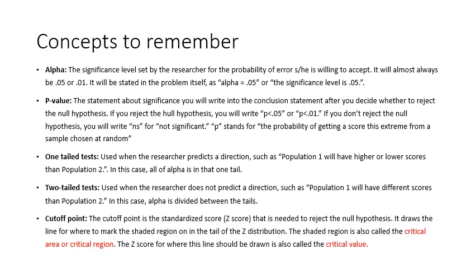And the cutoff point is the standardized score, or the z-score in this case, that's needed to reject the null hypothesis. It's like where we draw the line for where to mark the shaded region on the tail of the z-distribution. The shaded region is also called the critical area or critical region. The z-score for where to draw the line is called the critical value.